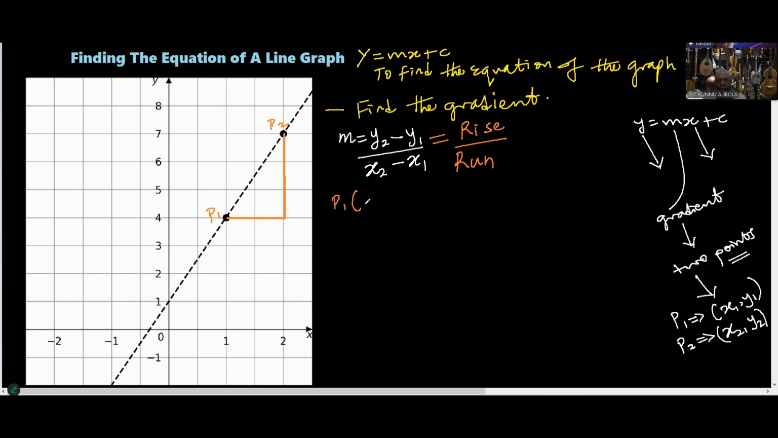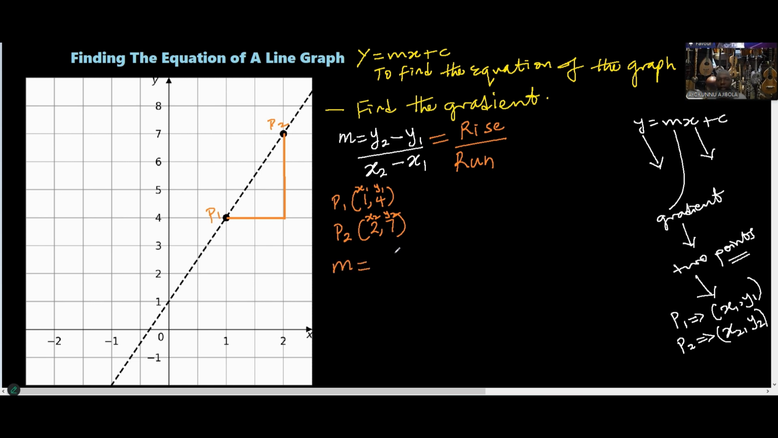Good. So now, if I call this point 1 and I call this point 2, what are the coordinates of point 1? 1, comma 4. What are the coordinates of point 2? 2, comma 7. Now you have your x1 and y1, then your x2 and y2, right?